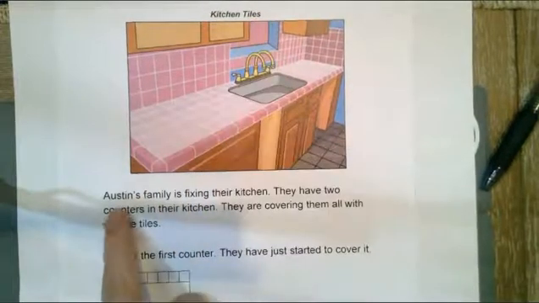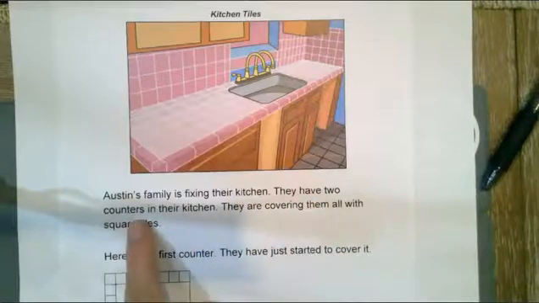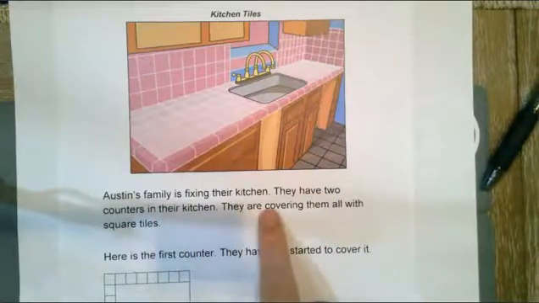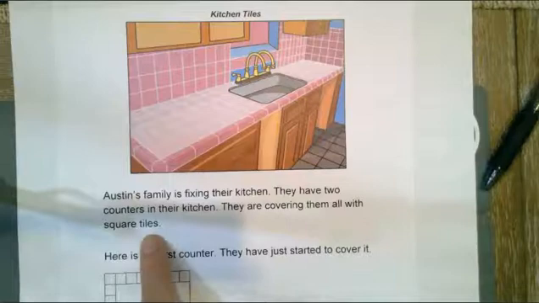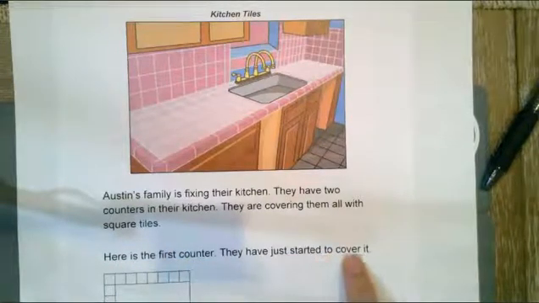Kitchen tiles. Austin's family is fixing their kitchen. They have 2 counters in their kitchen. They are covering all of them with square tiles. Here is the first counter. They have just started to cover it.